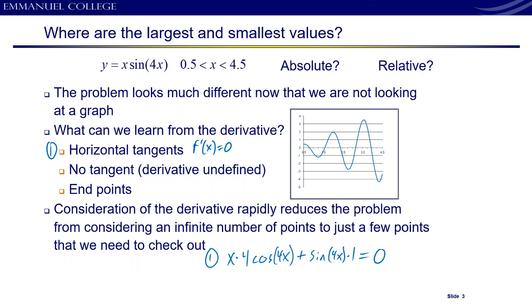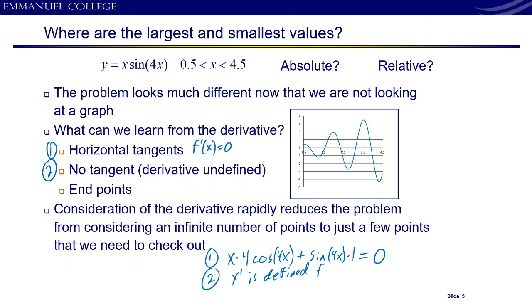Now, fortunately for this one, it doesn't look like it's undefined at any point, because x is defined for all values. Cosine of 4x is defined for all values, and sine of 4x is also defined for all values. So 2 is not applicable here. So we would just say y prime is defined.